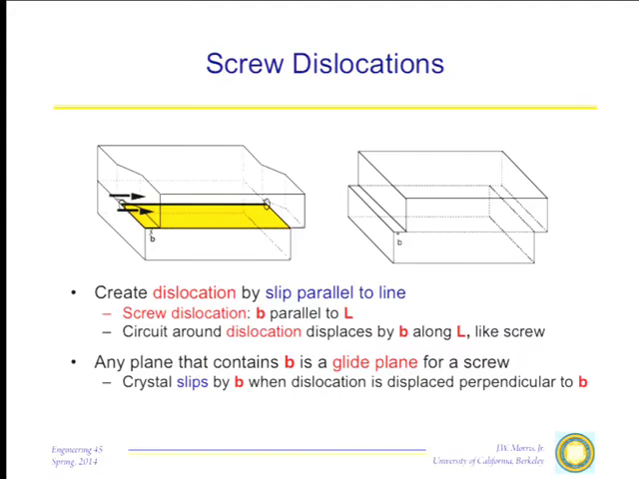But now instead of cutting like this, I cut like this along the length. And suppose I displace this part of the crystal by the Burgers vector B and glue it back together again. Once again, there's going to be a linear defect, but that linear defect will be on the edge, parallel to the direction of slip, like this. This is what's called a screw dislocation.